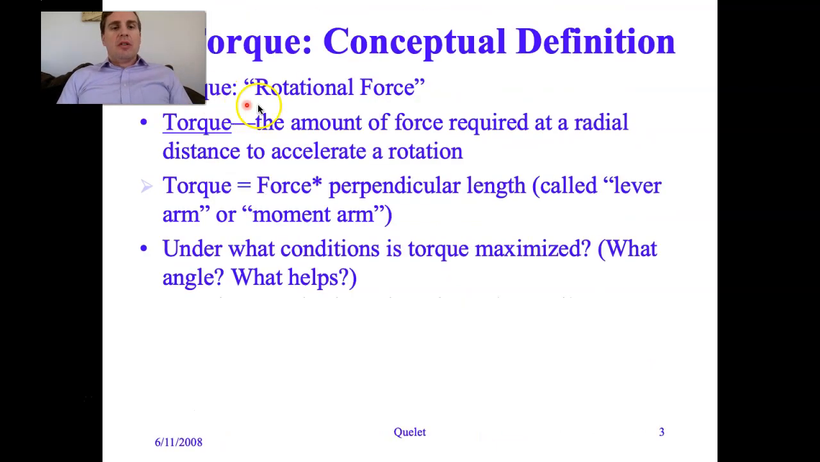So let's introduce the notion of torque. It's a rotational force. And indeed, it is the amount of force required at a radial distance to accelerate a rotation. Now, torque, at least in its most general way that it's posed, is going to be force times the perpendicular length. Now, that perpendicular length is often called the lever arm, or sometimes called the moment arm of rotation. And I want you to think about under what conditions is torque maximized, and what angle for that matter, helps torque to be maximized?